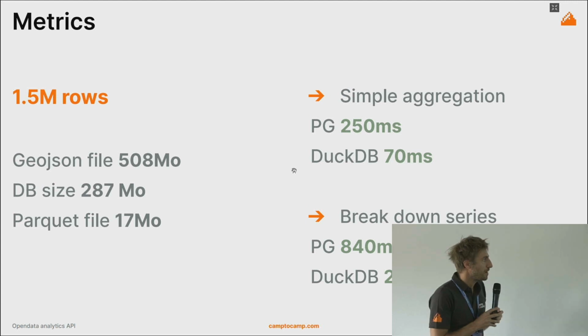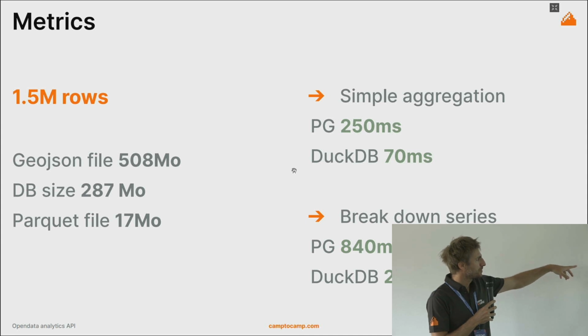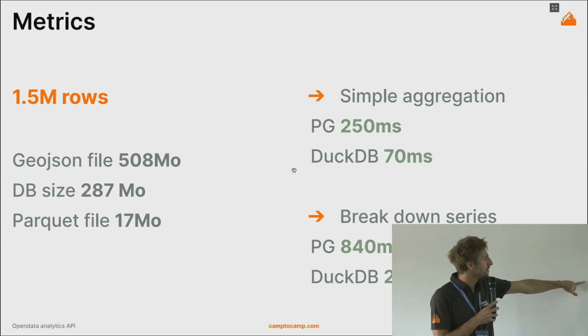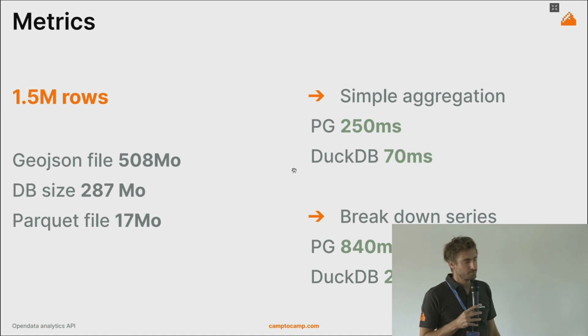And some metrics about that. The file is 1.5 million rows, so it's big, but it's not huge. The GeoJSON, when I extracted it, was 500 megabytes, in the database 300, and the Parquet file 20 megabytes.